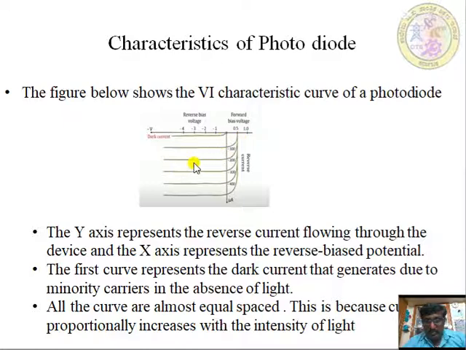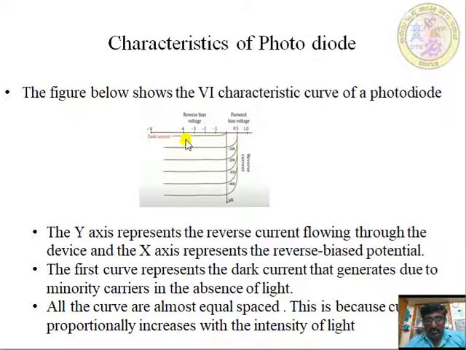So the current just goes on increasing. The y-axis represents the reverse current flow through the device, and the x-axis represents the reverse bias potential. The first curve represents dark current that generates due to minority carriers in the absence of light. So this one is the dark current.